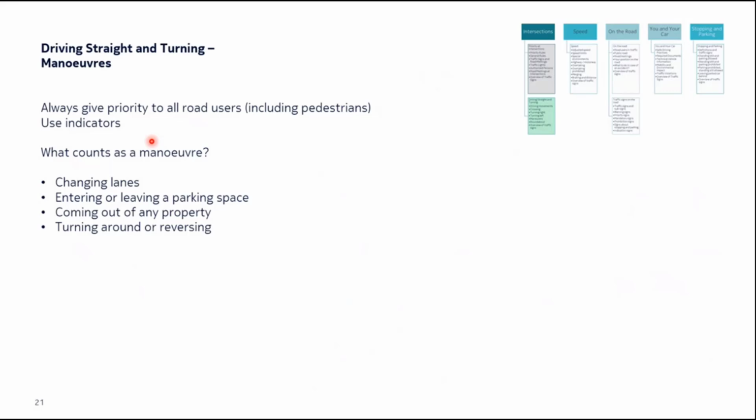So the moment you leave your lane, you must give priority to the other road users. For example, what are maneuvers? Changing lanes. For example, when you are overtaking, you change from the right lane to the left lane and back to the right lane from the left lane. So that's a maneuver. Entering or leaving a parking space, because then you have to cross the sidewalk, you're making a right turn. Those are all maneuvers. Making a right turn, making a left turn, coming out of a property, turning around or reversing, these are all part of maneuvers. Okay.